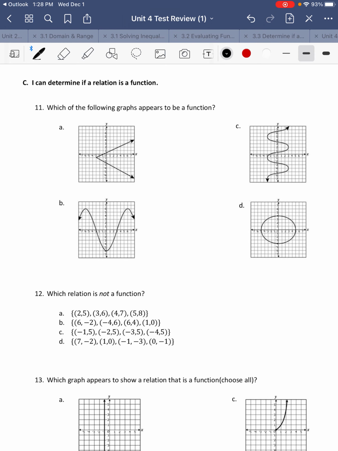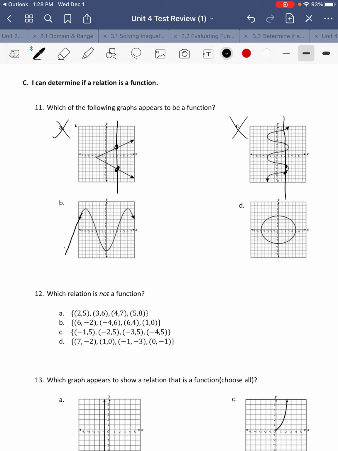On the back, which of the following graphs appears to be a function? So you can do the vertical line test. I don't even know if this actually works. If you can draw a vertical line anywhere on the graph and hit more than one point, that is not a function. So not a function. You can draw a vertical line here. Not a function, hits many times.